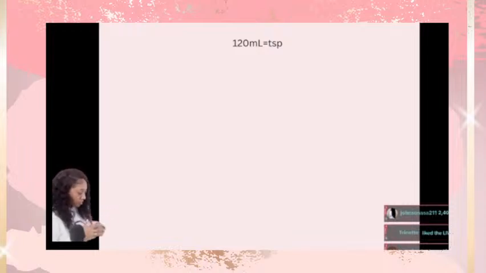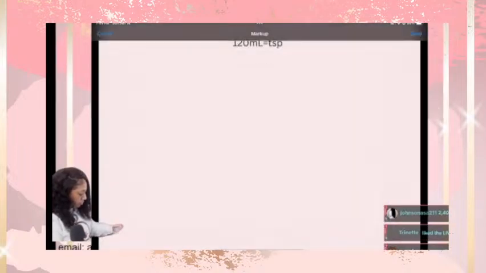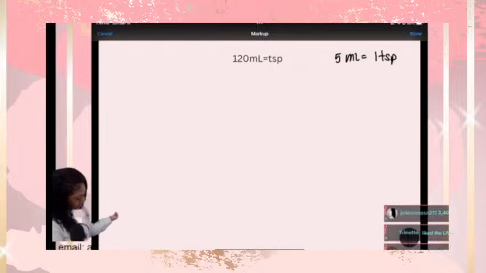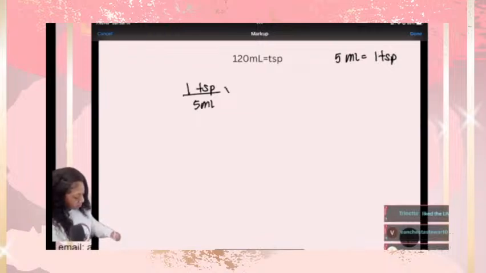Here we go. So, 120 mLs to teaspoons. So there are 5 milliliters in one little teaspoon. If we're looking for a teaspoon, we're going to start with teaspoons on the top. So 1 teaspoon is 5 mLs. Then we've got milliliters on the bottom. We need milliliters at the top. So we'll use our milliliters from the problem, and we'll put it over 1.